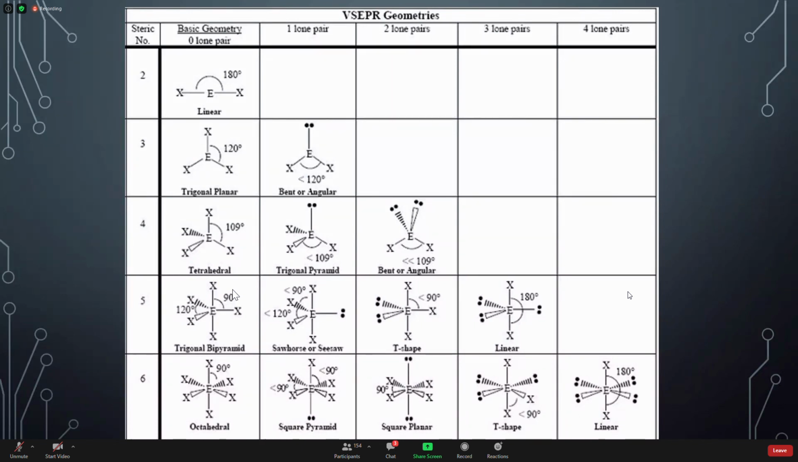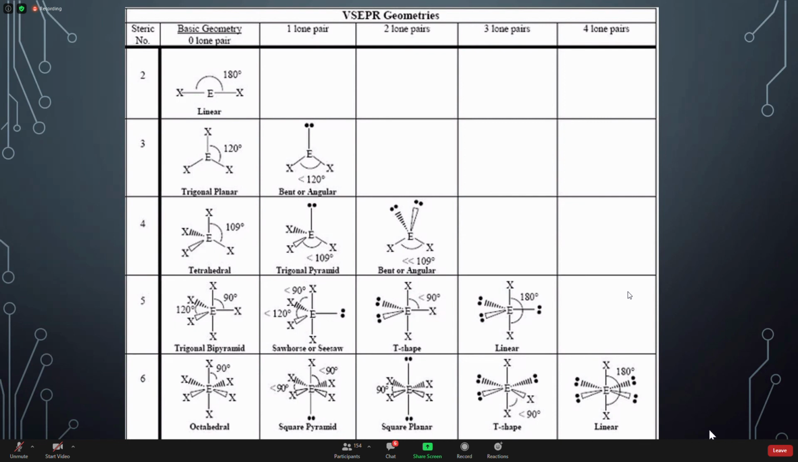I would, as a general rule, write the angles, but unless they ask for polarity, I wouldn't. But generally, based on the structure, you should know if it has polarity. And so we're actually getting to that very soon.